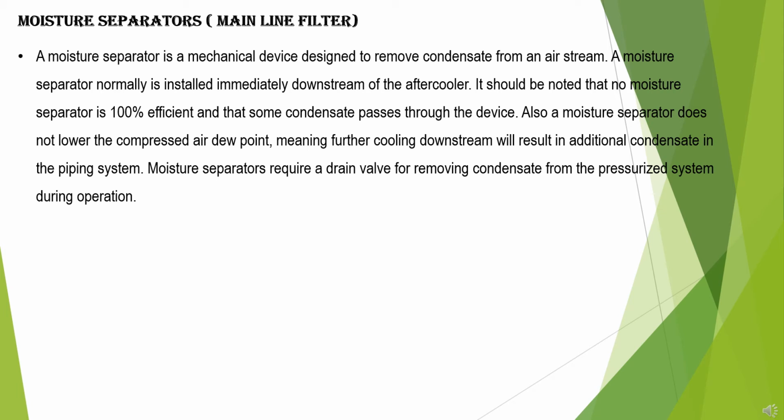Moisture separators or mainline filter. A moisture separator is a mechanical device designed to remove condensate from an air stream. A moisture separator normally is installed immediately downstream of the aftercooler. It should be noted that no moisture separator is 100% efficient and that some condensate passes through the device.